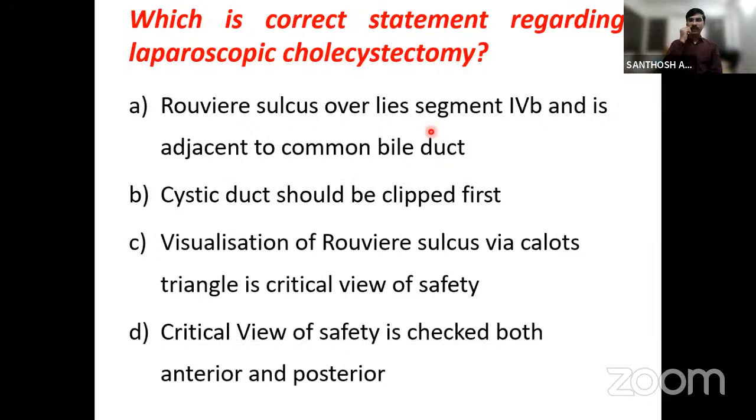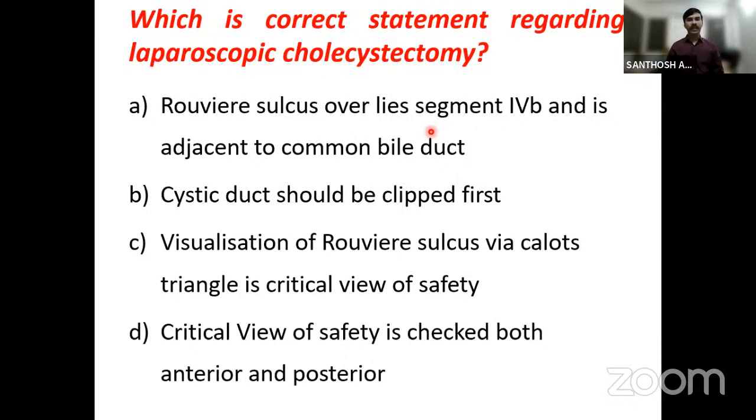Cystic duct should be clipped first? Preferably, the cystic artery is clipped first, because if we clip the cystic duct and divide, the cystic artery can sometimes slip. The other reason why the cystic artery should be clipped first is that after clipping the cystic artery, we will get a bit of extra length of cystic duct for it to clip and cut in between.